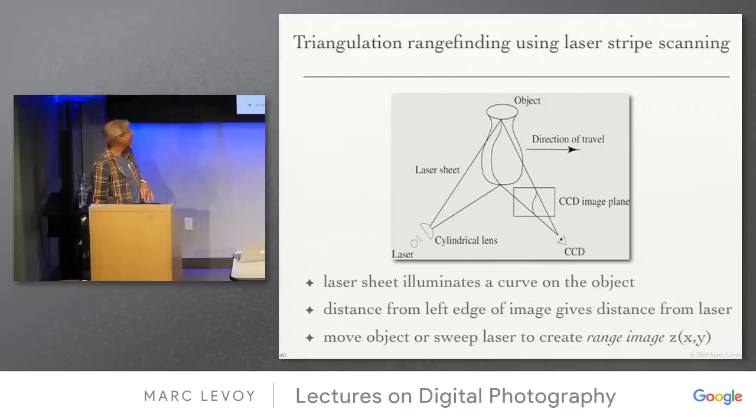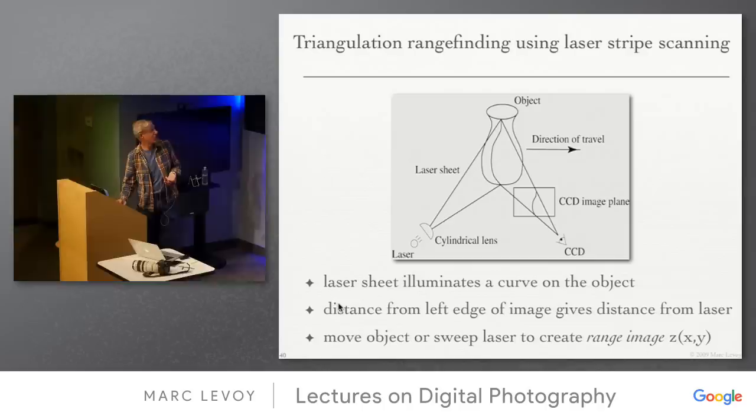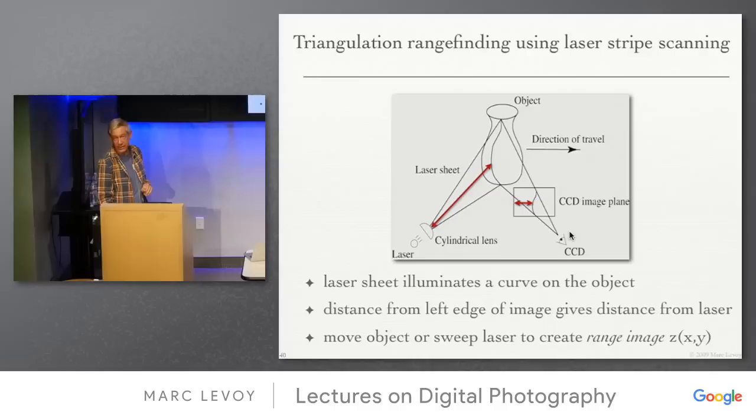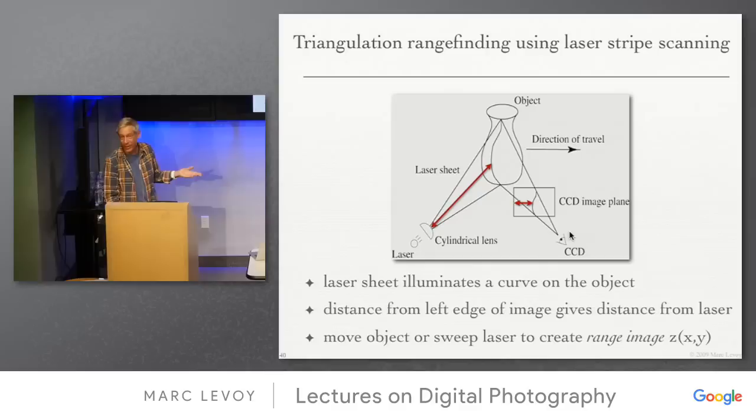Complete tangent here. This idea of triangulation range finding can also be used for getting accurate 3D models. So if you have a laser that is spread by a cylindrical lens into a sheet, it makes a line on the object. And if you look at it from the side with a known baseline, that distance on the sensor can be converted into depth. And so this is the basis for laser triangulation range finders used by highway surveyors, but also used to come up with very accurate 3D models for objects.